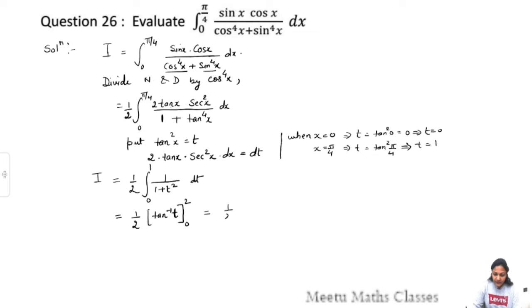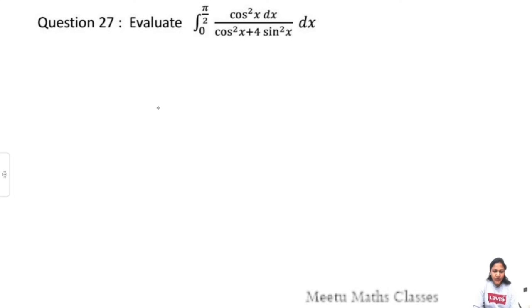Now, first of all, we are going to put our limit, that is tan inverse of, this is not 2, this is 1, tan inverse of 1 minus tan inverse of 0, and that is half into pi by 4 minus 0, which is pi by 4, so your answer will be pi by 8.